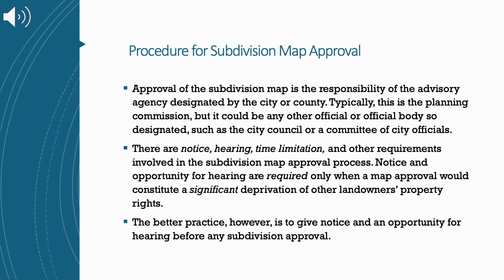Procedure for subdivision map approval. Approval of the subdivision map is the responsibility of the advisory agency designated by the city or county. Typically, this is the Planning Commission, but it could be any other official or official body so designated, such as the City Council or a committee of city officials. There are notice, hearing, time limitation, and other requirements involved in the subdivision map approval process. Notice and opportunity for hearing are required only when a map approval would constitute a significant deprivation of other landowners' property rights. The better practice, however, is to give notice and an opportunity for hearing before any subdivision approval.